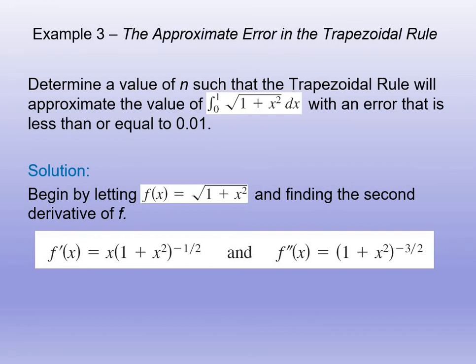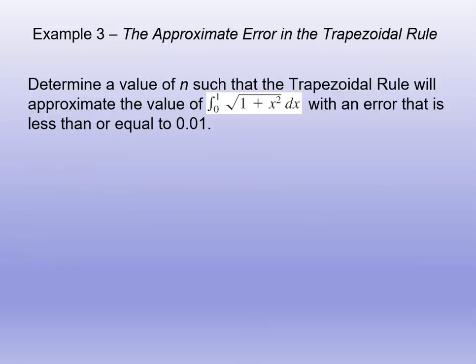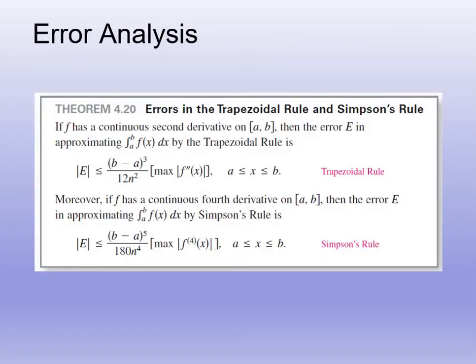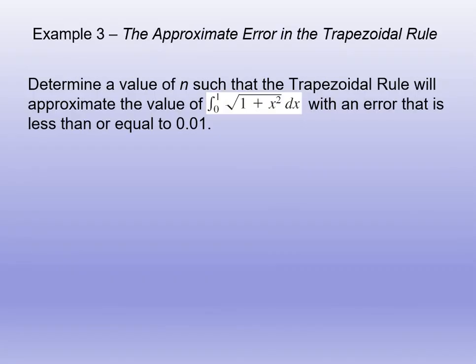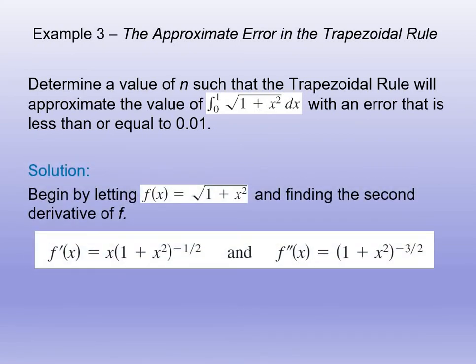All right, so it's important we have to find the second derivative. Why? Because that's part of the rule right here. See where it says max absolute value f double prime of x. So we're going to apply and find the second derivative.